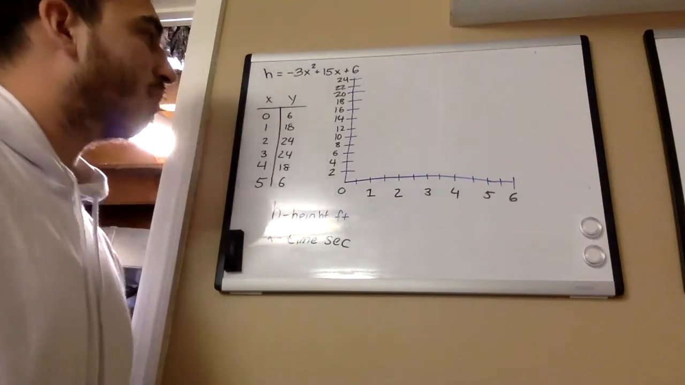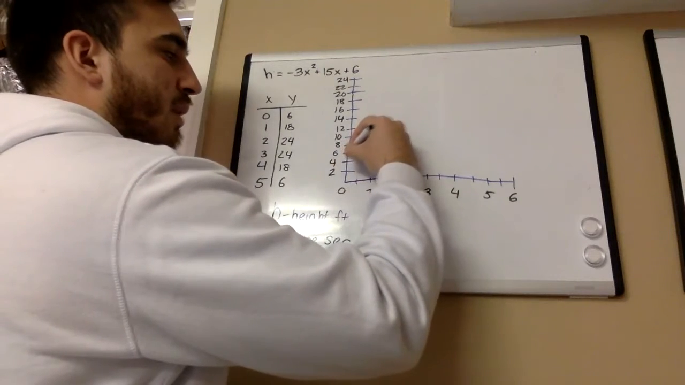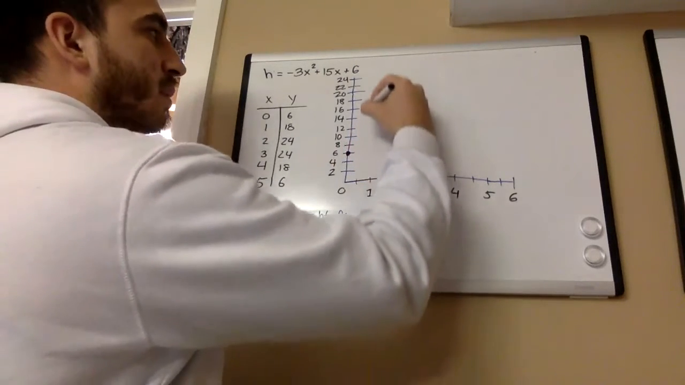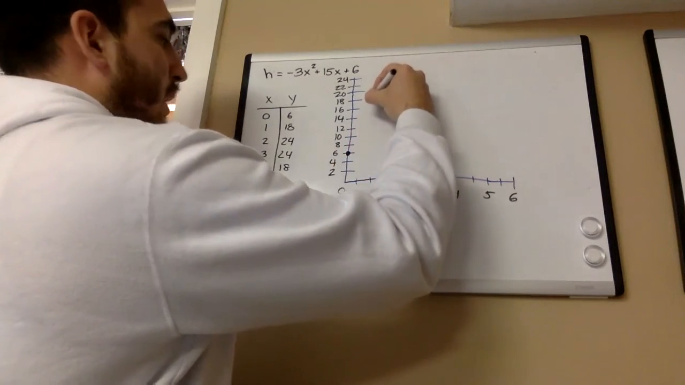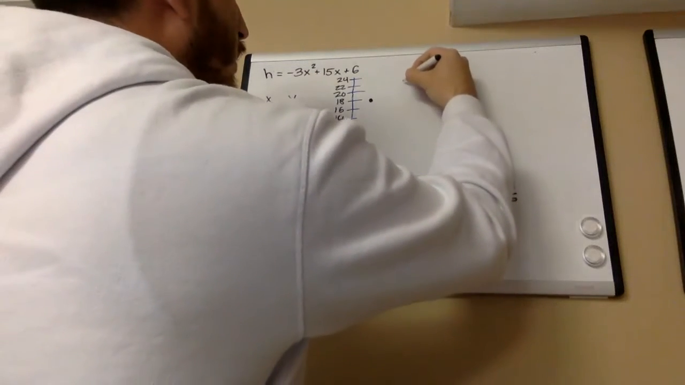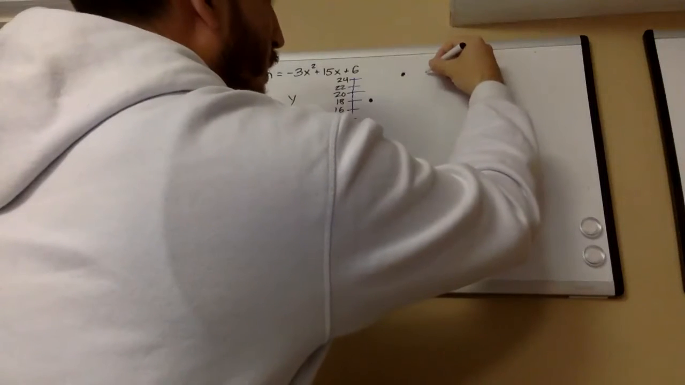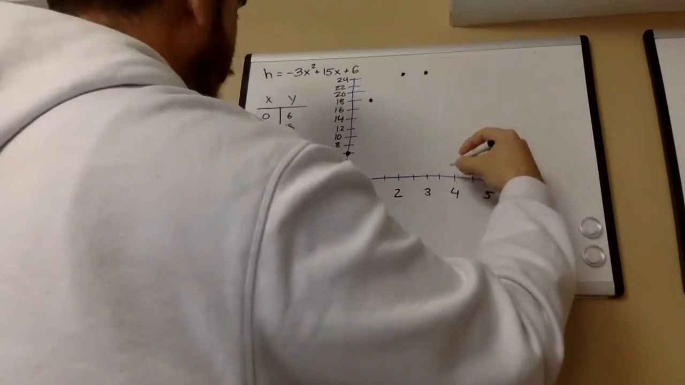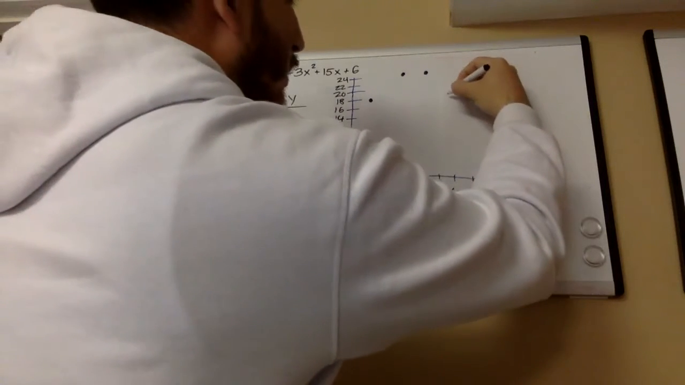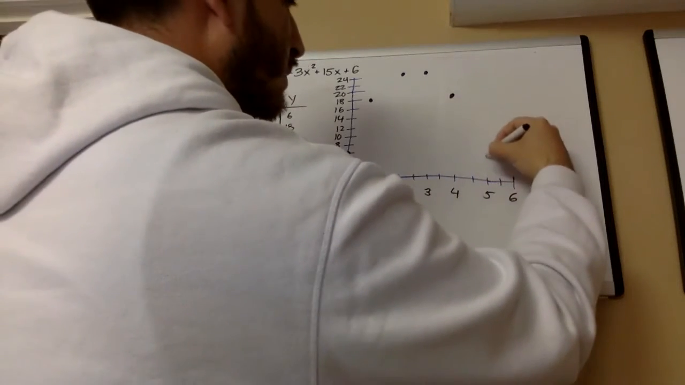So now I'm going to start plotting my points. My first point is (0, 6), so that's right here. My next point is (1, 18). It's about here. Next point is (2, 24). About here. Next point is (3, 24). Next point is (4, 18). And the next point is (5, 6).